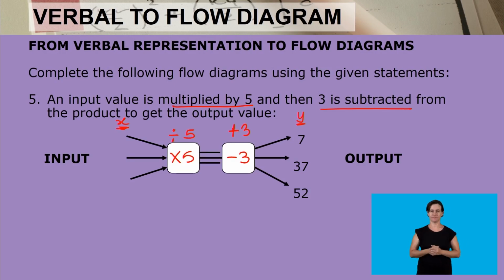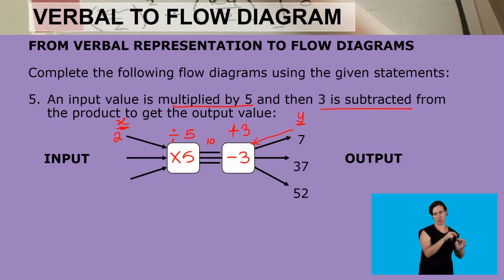So let's use the output values. 7, and since we are working backwards, we use the additive inverse. So 7 plus 3 gives us 10. And from that 10, we know that an input value was multiplied by 5 to get that 10. So 10 divided by 5 gives us 2. So that 2 was our input value.